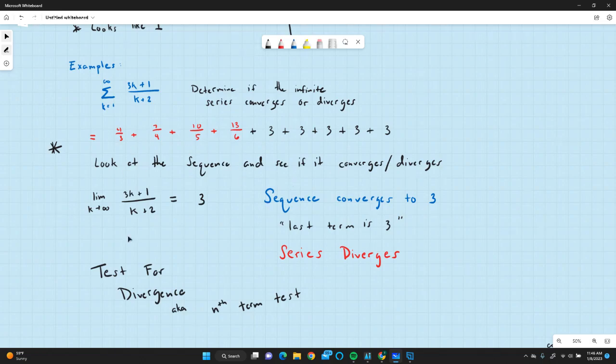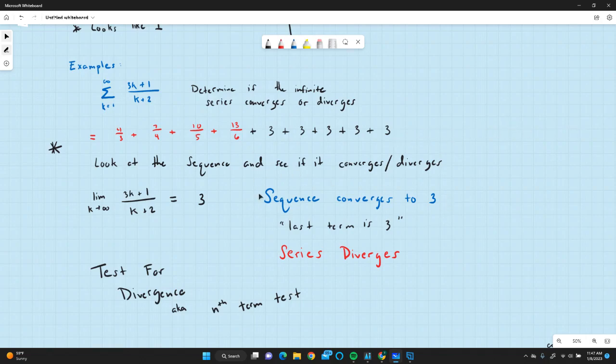Well, from last section, we saw that we can look at the end behavior, and we see that the sequence is converging to 3. In other words, this sequence's quote unquote last term is 3, and every number before it is very close to 3. So really, it's kind of like you're just adding 3 over and over and over again, essentially, because these last terms, the infinite terms, are just getting closer and closer to 3.